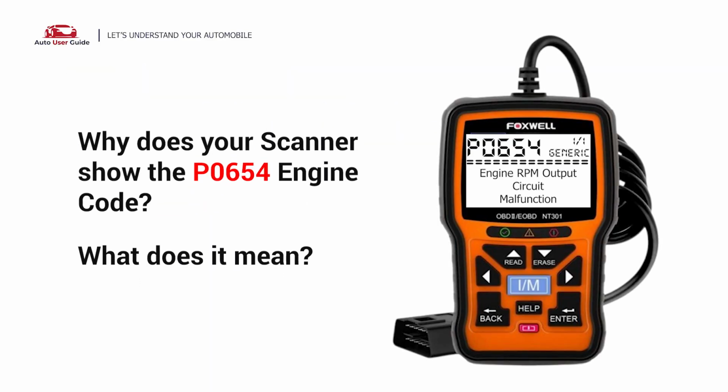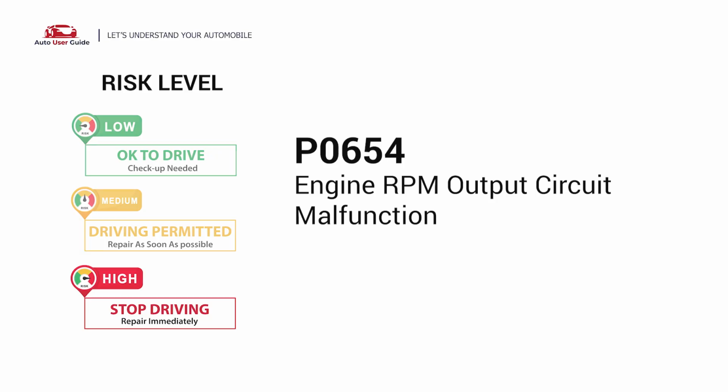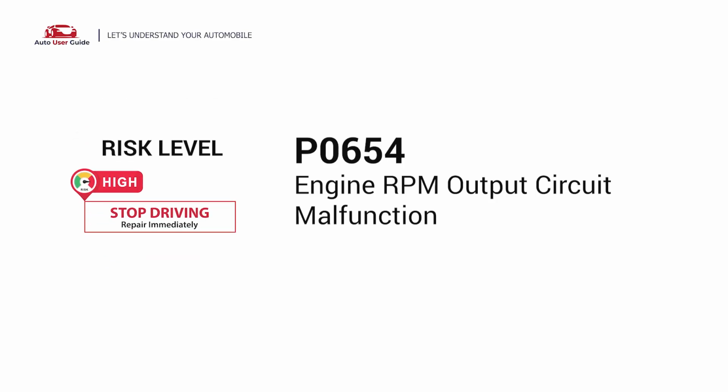Why does your scanner show the P0654 engine code? What does it mean? P0654 is a diagnostic trouble code for engine RPM output circuit malfunction.